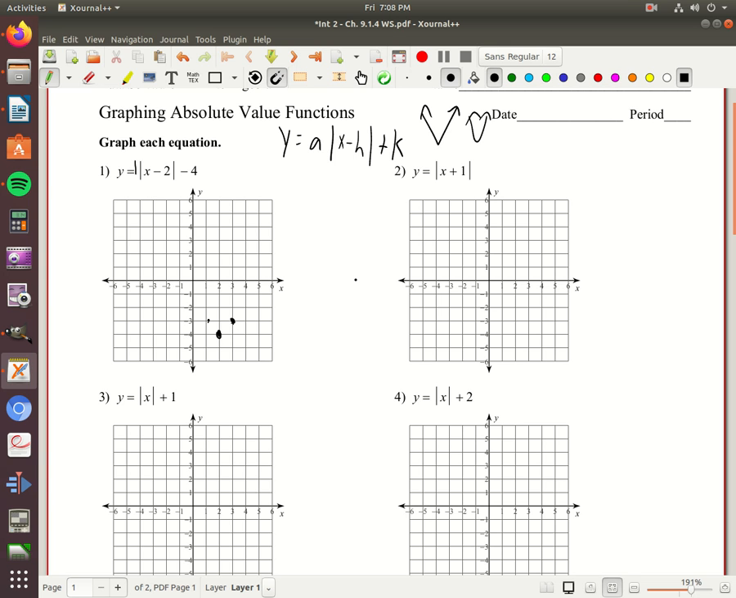Now, a parabola doesn't work like an absolute value. An absolute value, it's really just as simple. We just go ahead and it goes up and over because it's linear. And that's it. There's not a lot to absolute value functions as long as we understand this process right here.